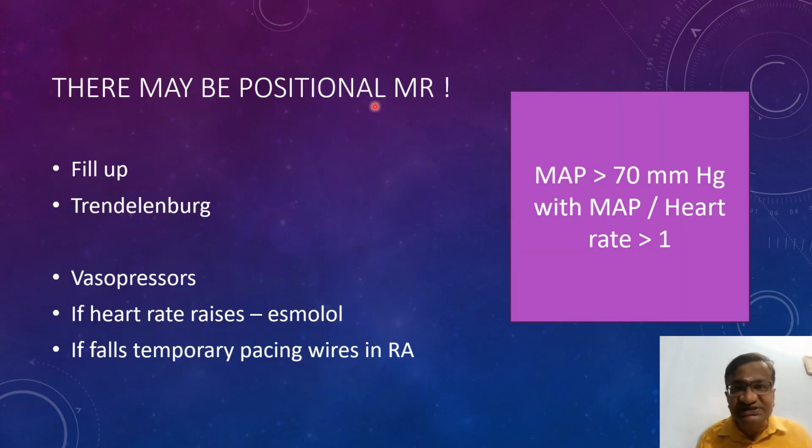Again, there may be a positional mitral regurgitation. That's what I told. Fill up with fluids, Trendelenburg, vasopressors. If you have MR, you give some amount of dopamine. If you don't have MR, and the heart rate rises, esmolol. If it falls, temporary pacing wires in the RA. So it is preferable to have MAP around 70 to 80 with a MAP by heart rate ratio of more than 1. If the MAP is 70, then your heart rate should be 65. If the MAP is 80, you can have 75. So more than 1.